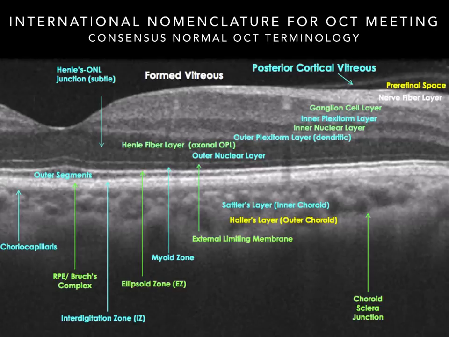Choriocapillaris, they actually label Sattler's layer and Haller's layer in the choroid. You can't really tell the difference between the two. They just put those in there. And remember, Sattler's is in the center, so choriocapillaris, Sattler, Haller. And then they go through and talk about, that's the posterior cortical vitreous in the upper right, preretinal space, et cetera, et cetera.